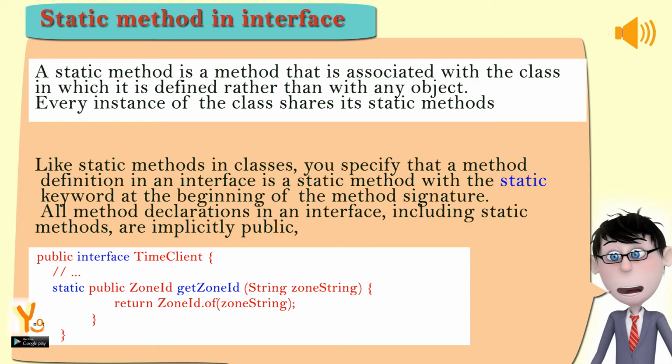Static method in interface. A static method is a method that is associated with the class in which it is defined rather than with any object. Every instance of the class shares its static methods. Like static methods in classes, you specify that a method definition in an interface is a static method with a static keyword at the beginning of the method signature. All method declarations in an interface, including static methods, are implicitly public. Example is given below.